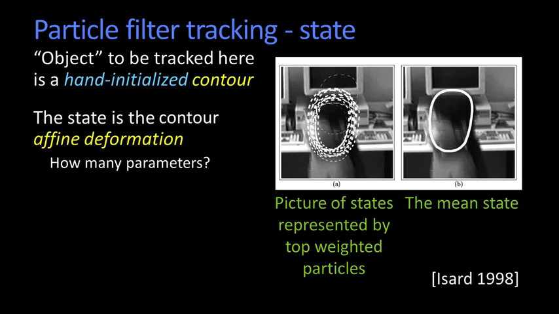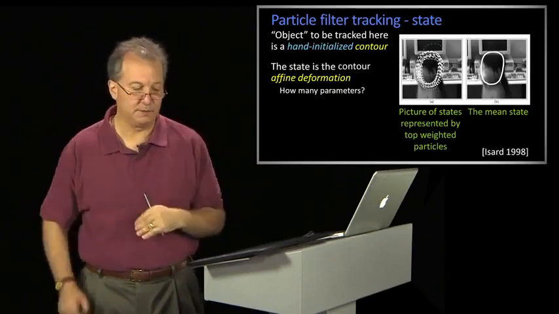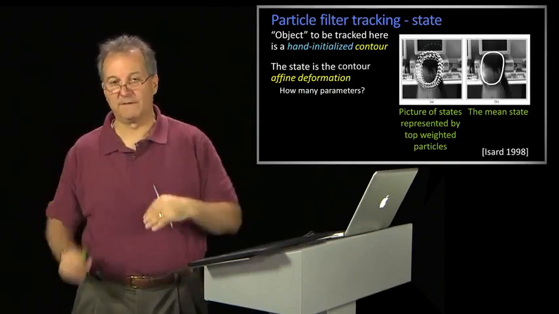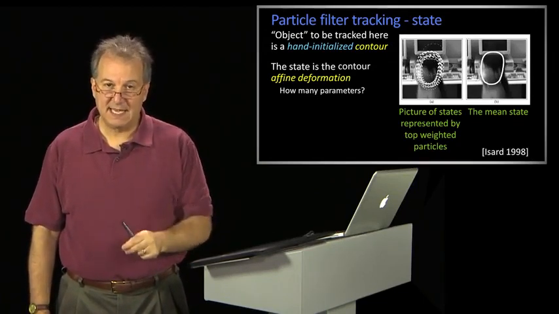Well, in fact, what they did is they drew a contour, because that's not a parameter, that's a shape, and they said, let's represent the state of that contour by an affine deformation. Remember affine? Affine is a three-point to three-point mapping. How many parameters does it take? It's 6 parameters. Translation, rotation, scale, and shear, depending upon how you count those. It's 6, and you can divide them up any way. So each particle represents a 6-dimensional vector. By the way, that means our particles are living in a 6-dimensional space.